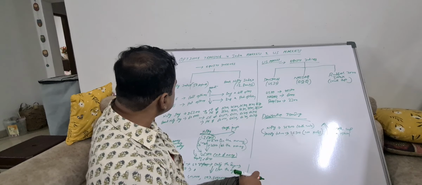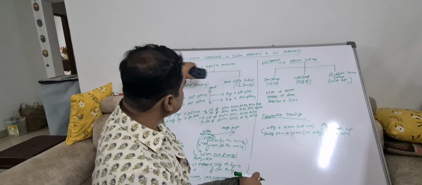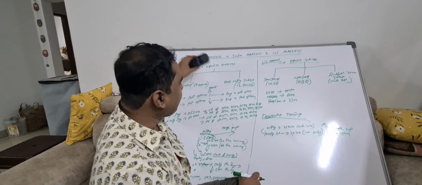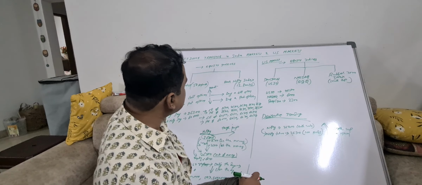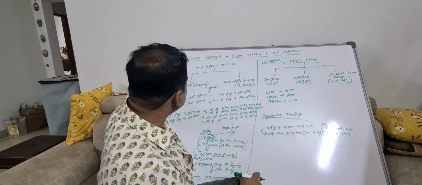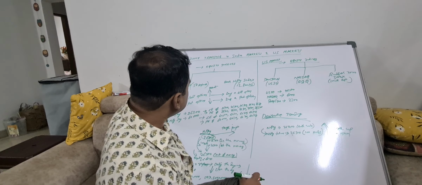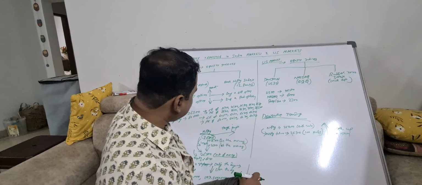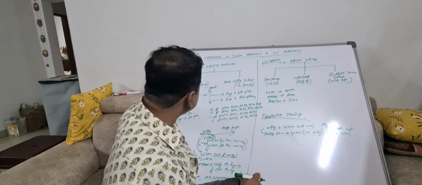In options trading, what are the things? Indices, Nifty Index and Bank Nifty Index. We have small cap, we have Sensex. We have so many indices in the markets, but currently we'll focus on Nifty Index and Bank Nifty Index. Okay. Now, we have different kind of expiries also. We'll teach. Okay.